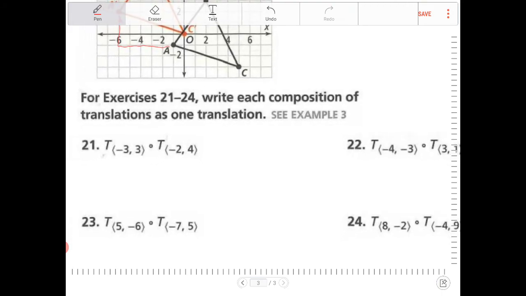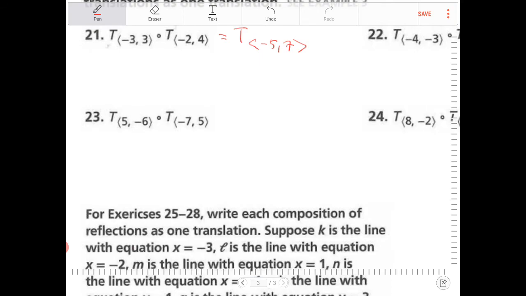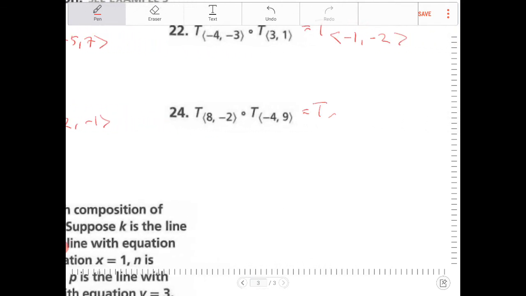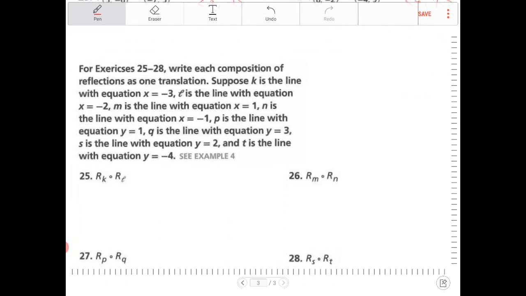21 to 24, write each composition of translation as one translation. So we're just going to add the components of the direction here. So this is negative 5 comma 7. Question 22, this is going to be negative 1 comma negative 2. Question 23, this would be negative 2 comma negative 1. Question 24, this would be equivalent to 4 comma 7. Again, I'm only adding the components here, the x's with the x's and the y's with the y's.